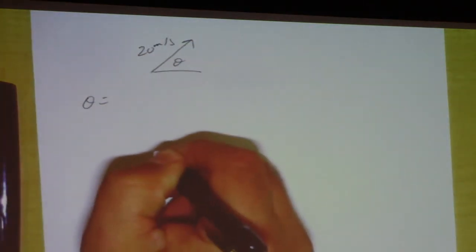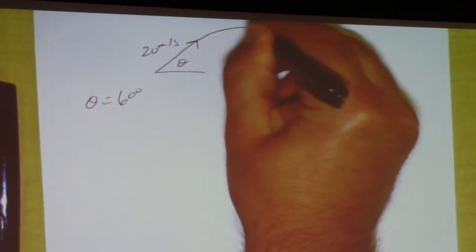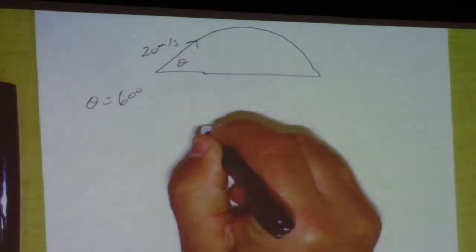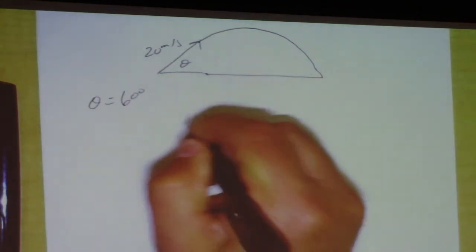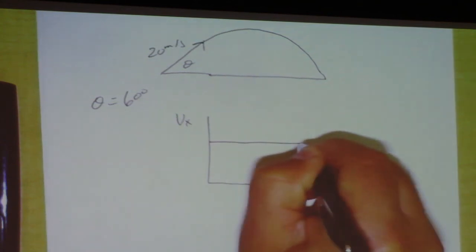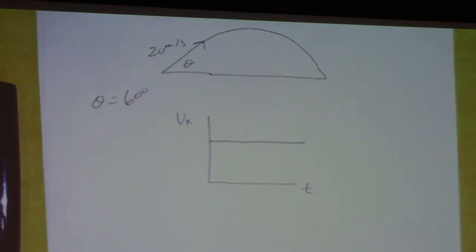So, 20 meters per second and angle theta, and they tell us this is 60 degrees. We're trying to figure out the horizontal component of the instantaneous velocity at the top. So think back to the lab that we did. The velocity in the x direction versus time doesn't change, right? There is no acceleration in the x direction. So the x velocity is the same the whole time.